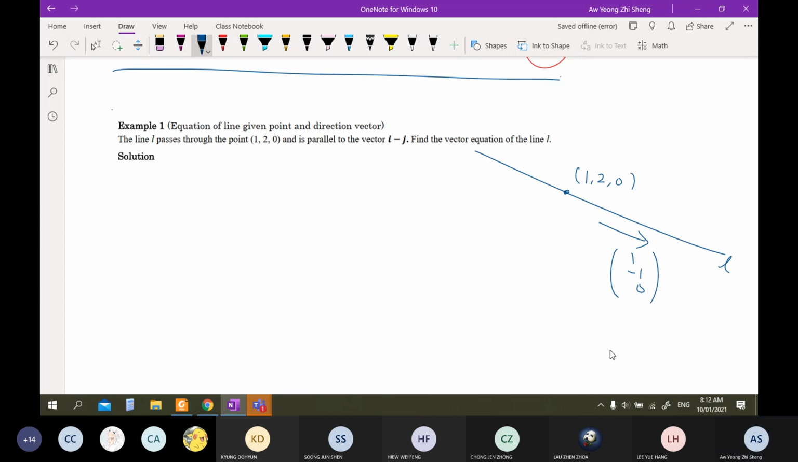Right, find the vector equation of the line L. Since you already have a point and a direction vector, it's easy. You can state your answer straight away. No computation needed for example 1. So you just say, vector equation of line L is r = (1, 2, 0) + λ(1, -1, 0), λ in R. Okay, done.